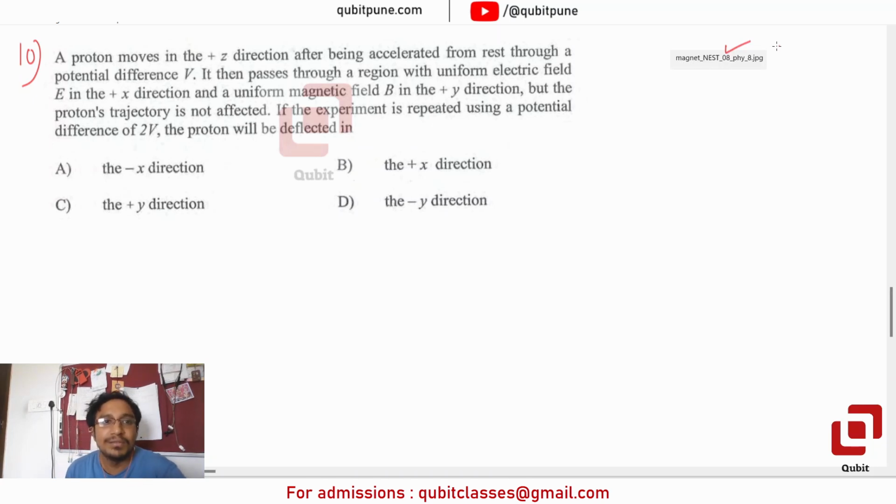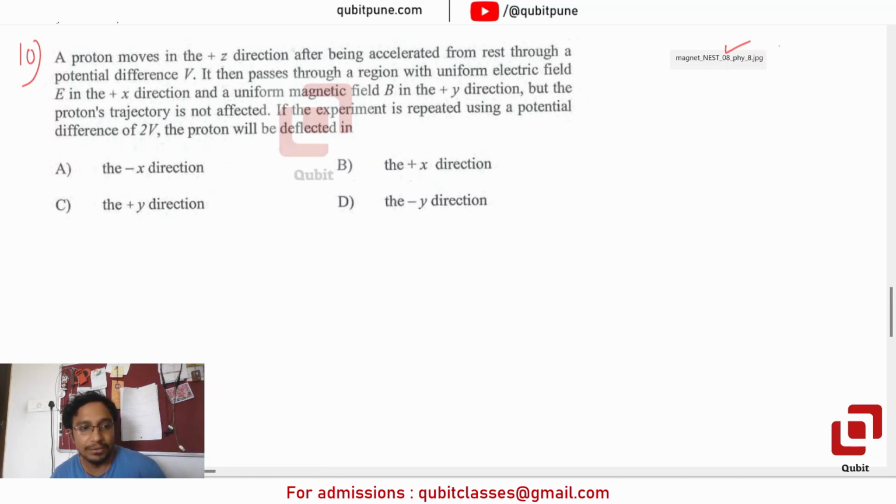A proton moves in the z direction after being accelerated from rest through a potential difference capital V. It then passes through a region with uniform electric field E in the positive x direction and a uniform magnetic field B in the positive y direction, but the proton's trajectory is not affected. If the experiment is repeated using a potential difference of 2V, the proton will be deflected in negative x, positive y, negative y.